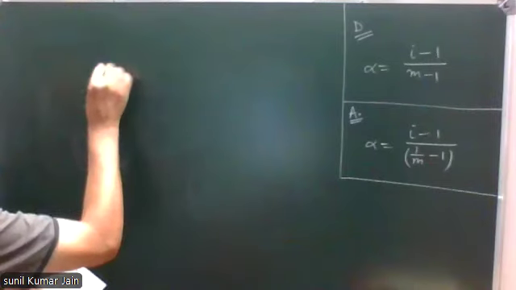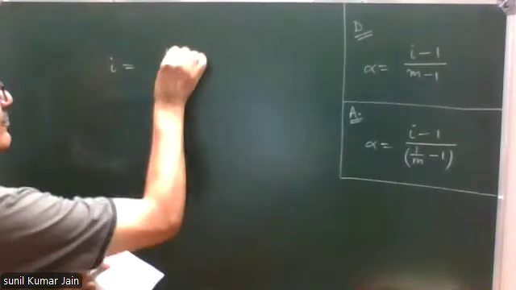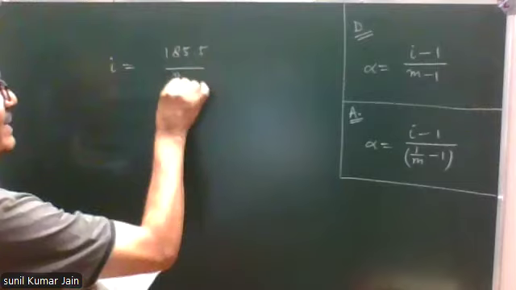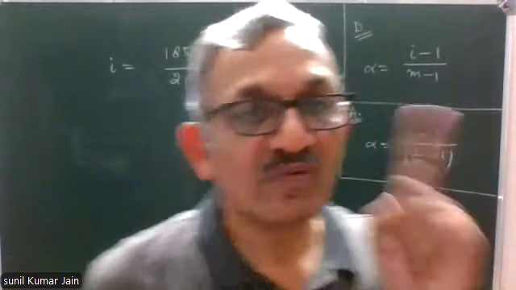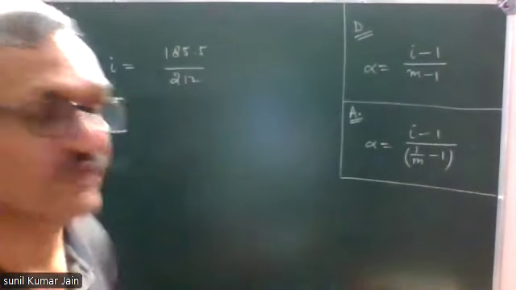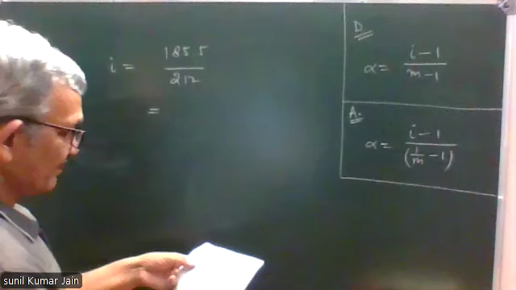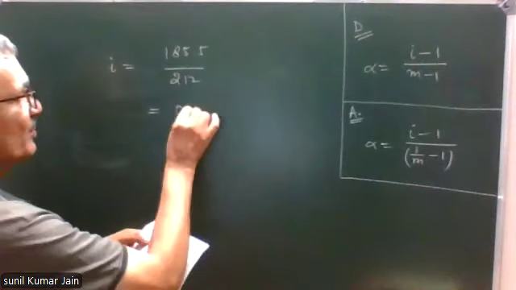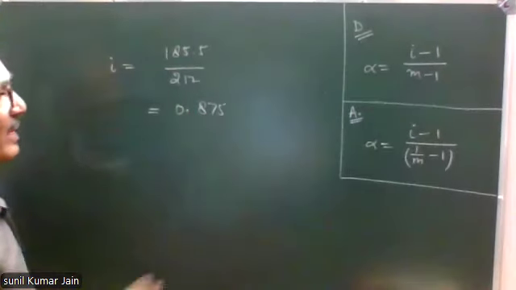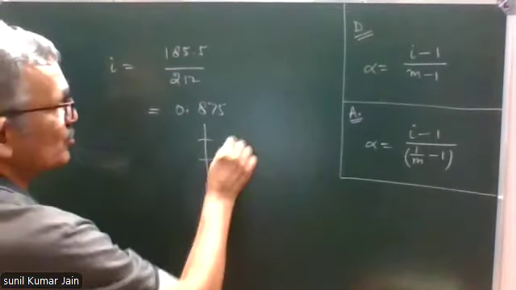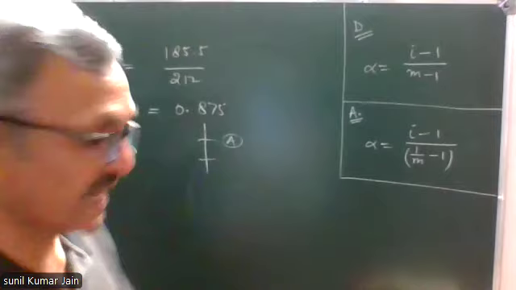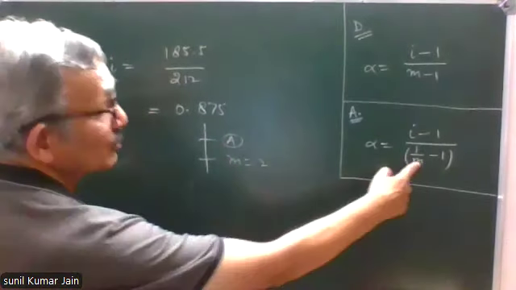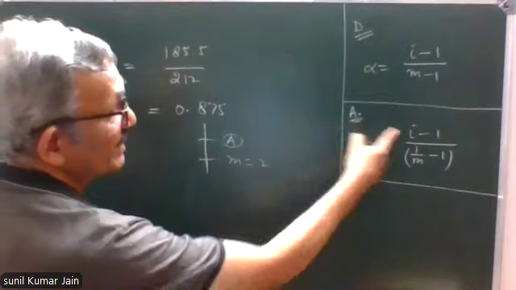Now, in this case, i is equal to normal molecular weight, that is 185.5, divided by observed molecular weight. I gave you 3 relations for alpha. One of them I'm using to calculate the value of i. So this i will be 0.875. Now this will be substituted in association and it dimerizes. Dimerizes means value of m will be 2. This will be 2 and this will be in association.